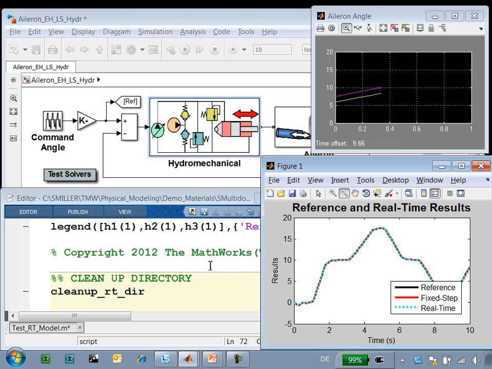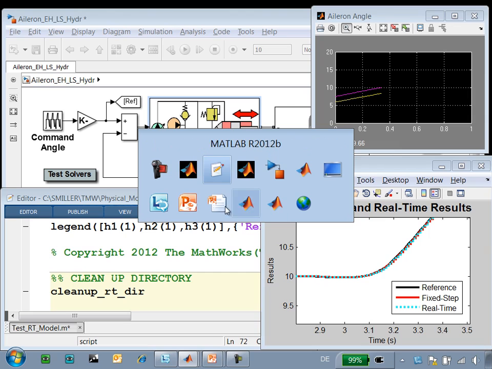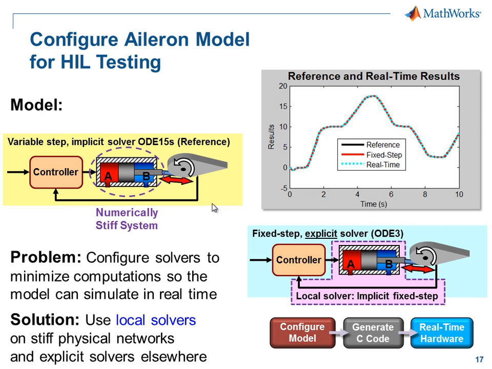We'll now add these results to our plot, and we can see that the results from the real-time target match our reference results and fixed step results from the desktop almost exactly. So we can see that we have managed to configure this model for real-time simulation, and we simulated it without any overruns. In this demonstration, you have seen how we can configure a model for real-time simulation and run it on a real-time target.